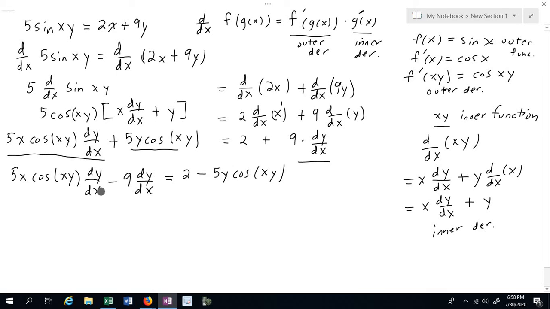Now the reason I'm doing that is because once you've done that, you can factor the dy dx out of the left-hand side here. So I'm just going to factor that out. Of course, when you factor out of here, you're left with 5x cosine of xy, and when you factor it out of here, you're left with a minus 9.